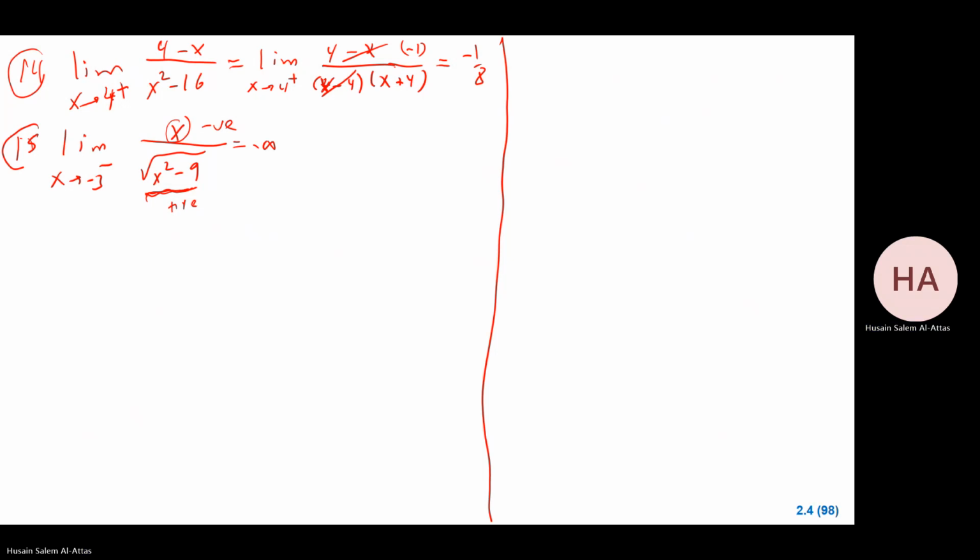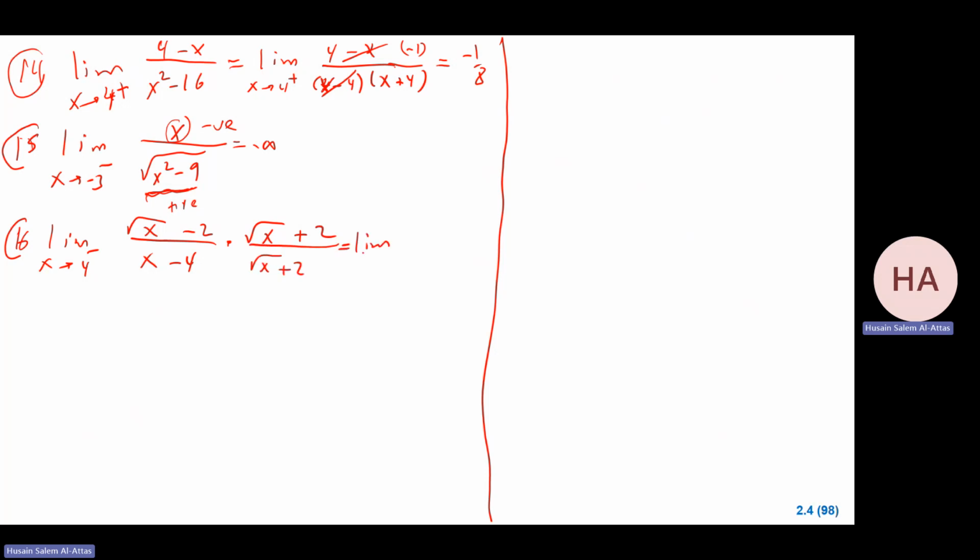16, the limit as x goes to 4 from the left, the square root of x -2 over x -4. If we substitute, we are getting 0/0. That means we need to rationalize in this case to rewrite the function in a different way. So that will be the limit of x -4 over x -4 times the square root of x + 2, cancelled. Substitute the 4, it will be 1/4.